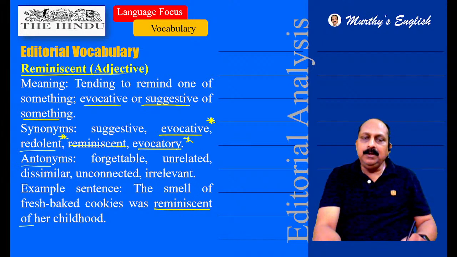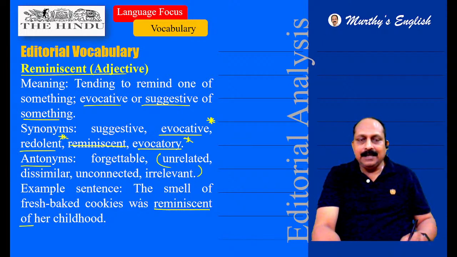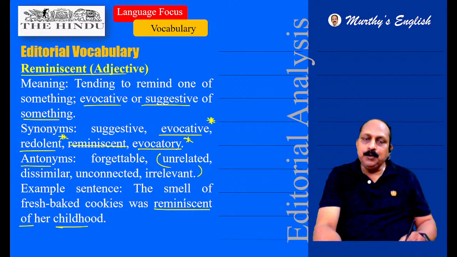Antonyms: forgettable, unrelated, dissimilar, unconnected, irrelevant. Not exactly. Here you can think of only forgettable, one word. Example: the smell of fresh baked cookies was reminiscent of her childhood. That means when she got the smell of that fresh baked cookies, she thought of her childhood. It reminded her of her childhood.